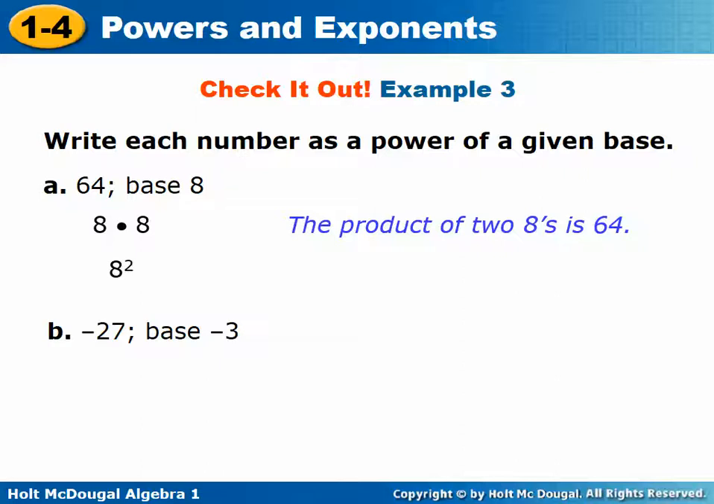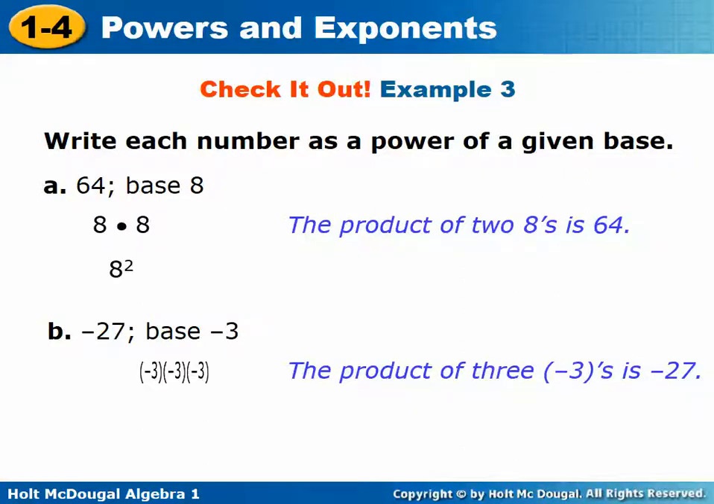For B, hopefully you didn't put the base in parentheses like we did with our last one, because the whole base is -3. And the way to get -27 would be to the third power. This has a mistake. It should be parentheses -3 to the third.